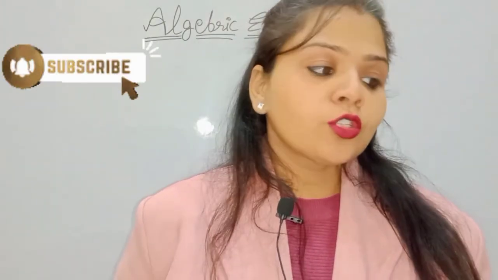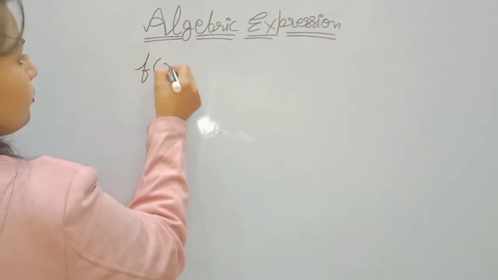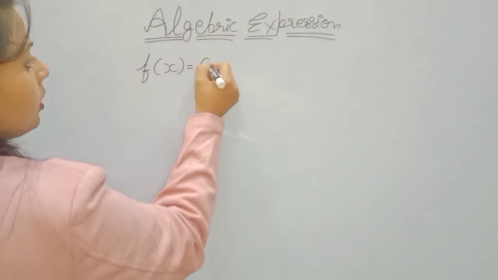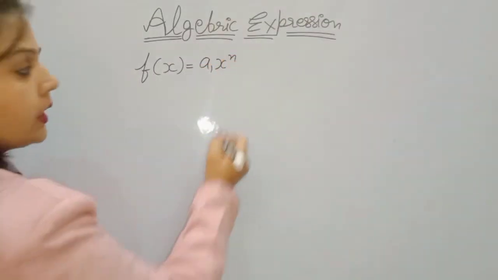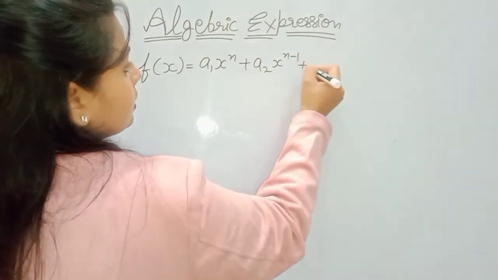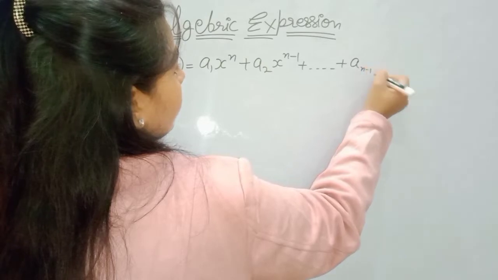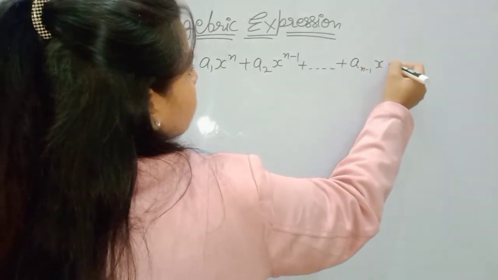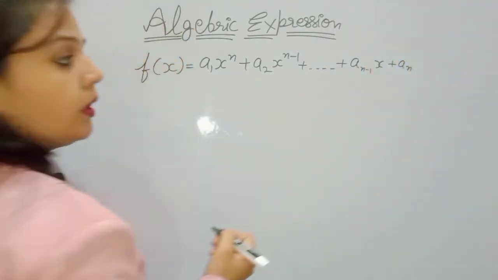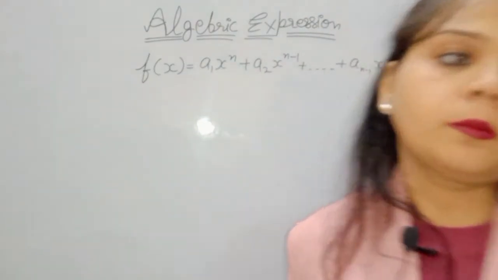Today we study about algebraic expression. So algebra is the generalized form of arithmetic. So firstly we study about the meaning of arithmetic expression. So what is expression? Let's see it. f(x) is equals to a1 x raised to power n, a2 x raised to power n minus 1 and so on, a n minus 1 x and then a n. So this is the generalized form of algebraic expression.